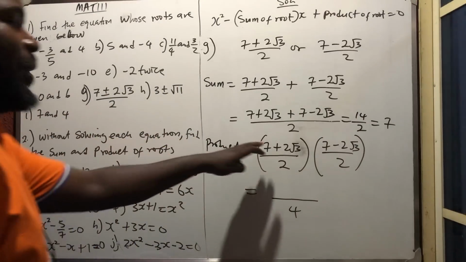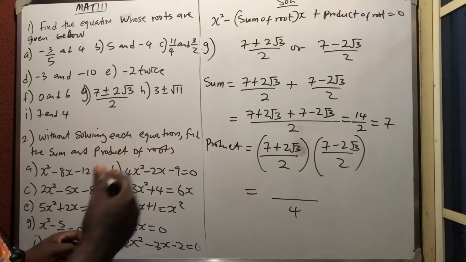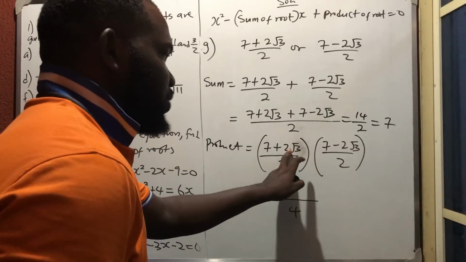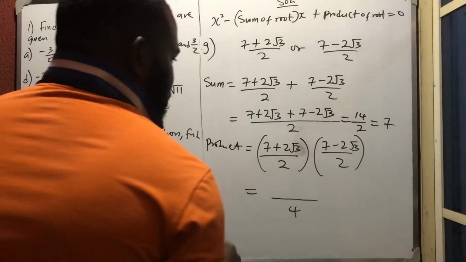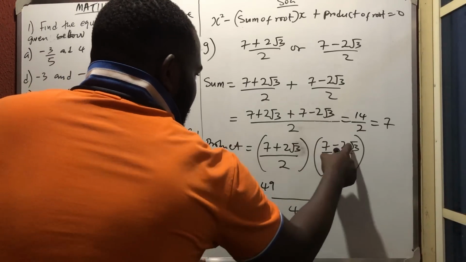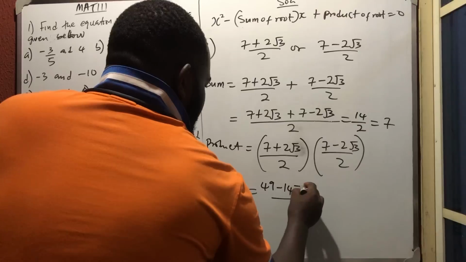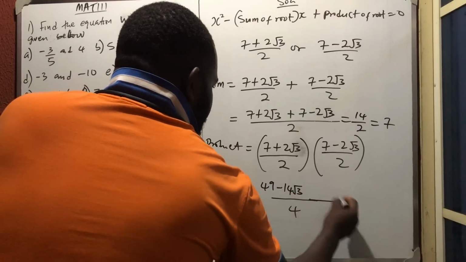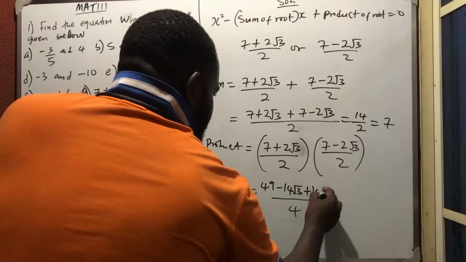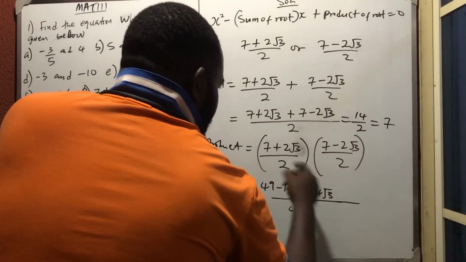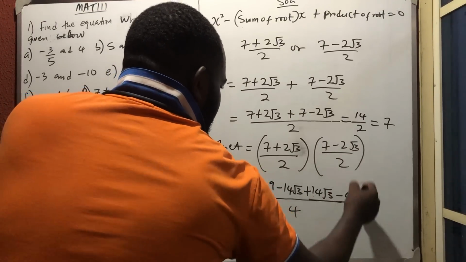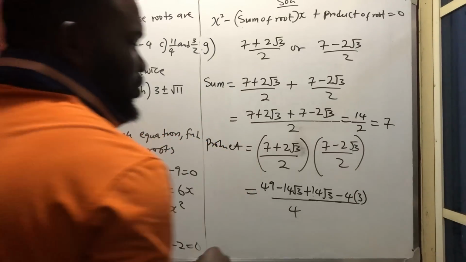Now the numerator is a difference of two squares, but if you don't know that, just say 7 times everything here. Let's do it like that so that you understand. 7 times 7, 49. 7 times this will give you minus 14 root 3. This time this will still give you plus 14 root 3. Then 2 times 2, that is minus 4. Root 3 times root 3 is just 3.